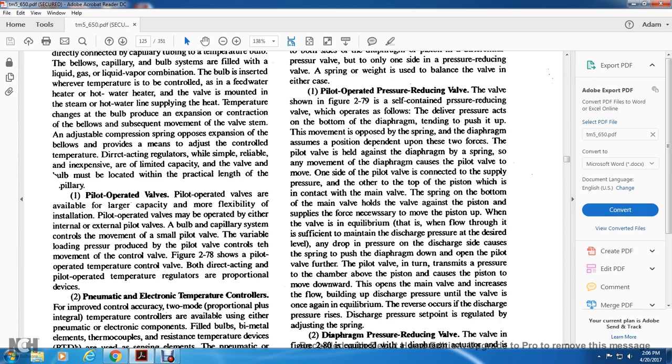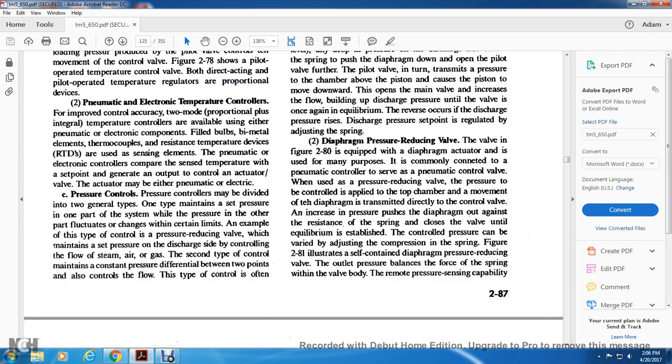The movement of the control valve. Figure 278 shows the pilot-operated control temperature valve, the direct acting and pilot-operated temperature regulators as proportional devices.